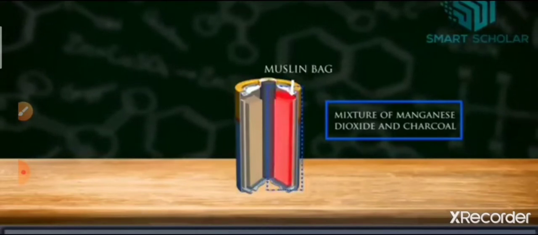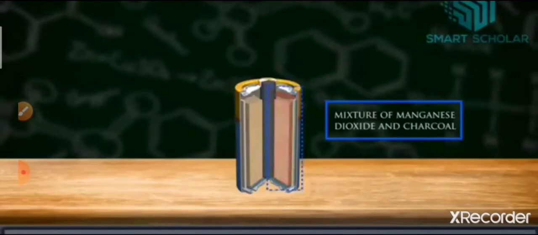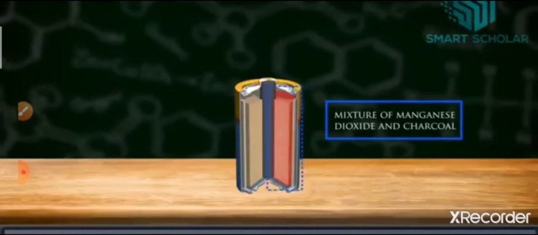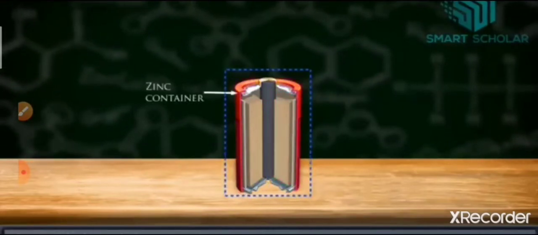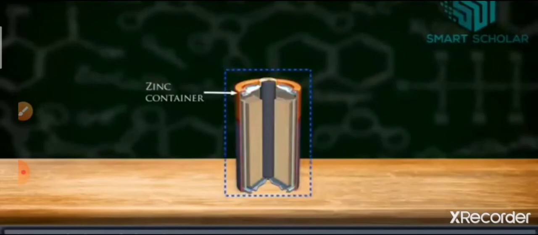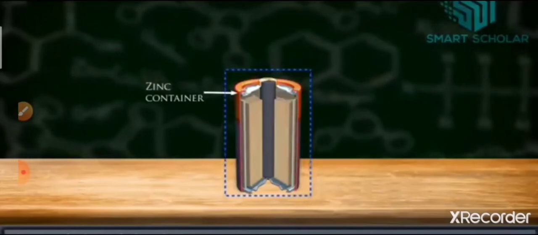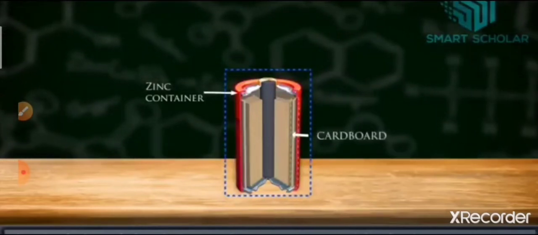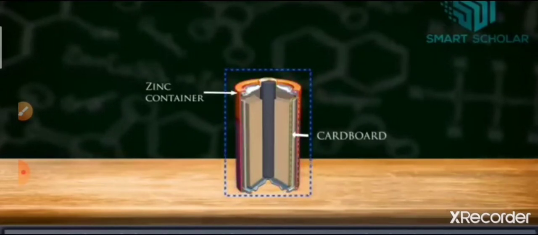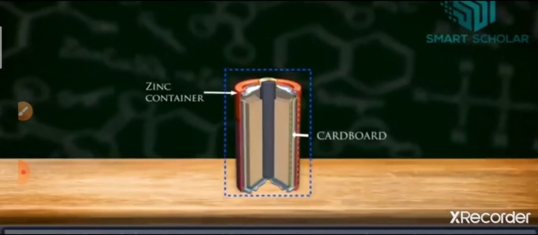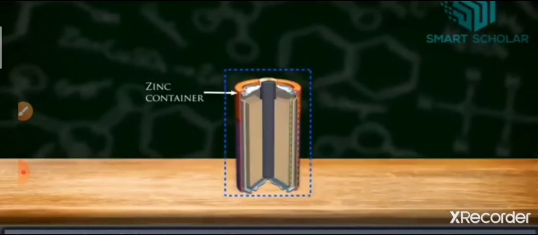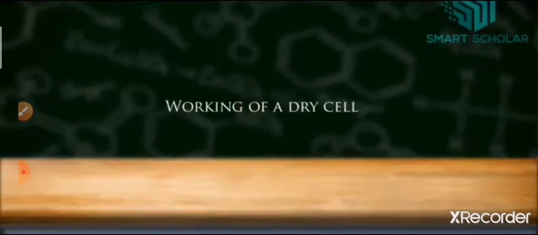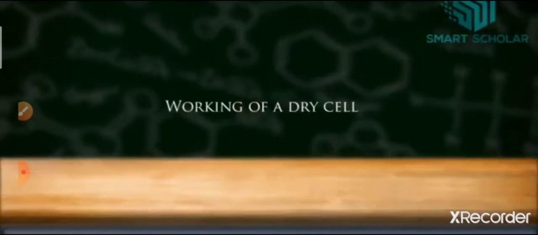This is surrounded by a mixture of manganese dioxide and charcoal in a muslin bag. The electrolyte used is a moist paste of ammonium chloride. The outer body, excluding the base of the zinc container, is insulated with cardboard to prevent the graphite rod from coming in contact with the zinc container.